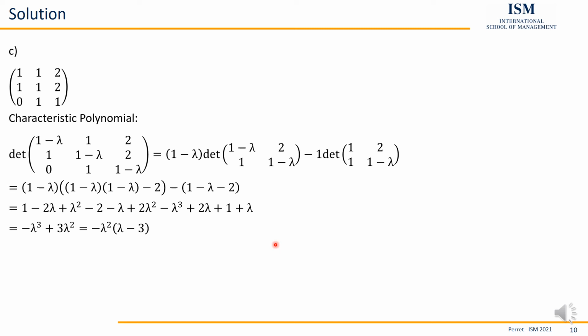And we have a single null at 3. So we have 3 nulls, a double null at 0 because it's lambda squared, and 1 because it's only lambda minus 3 in parentheses to the power of 1.